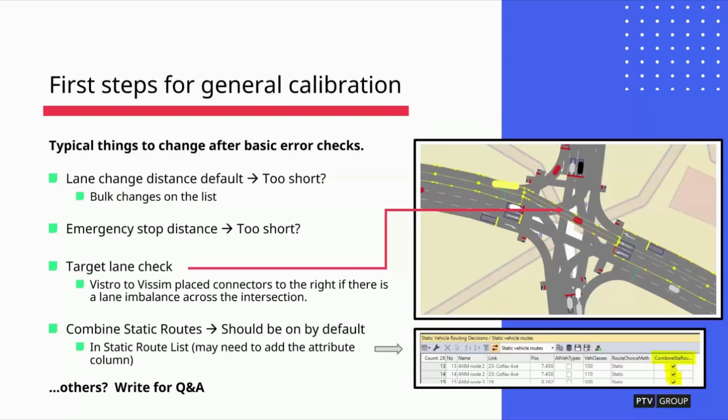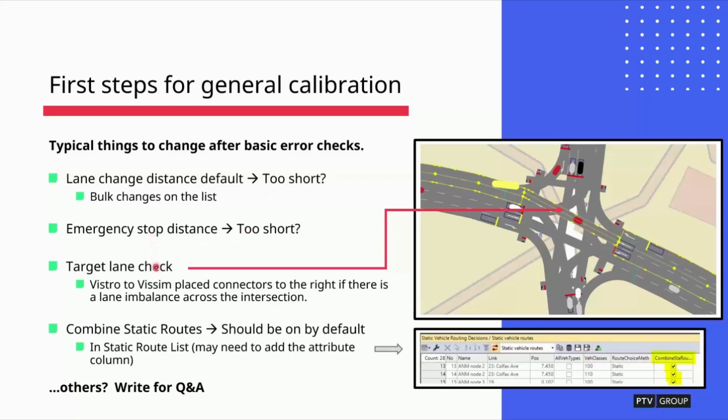And we're getting towards the end here. So with the calibration, the first things you want to take a look at before you get into the specific calibration on the Vissim side is probably just changing your lane change distance. Maybe that comes in a little too short in Vissim. It defaults to 200 meters or like 650 feet. A lot of times I'll even just change everything in bulk to 1,000 just to see what it looks like.